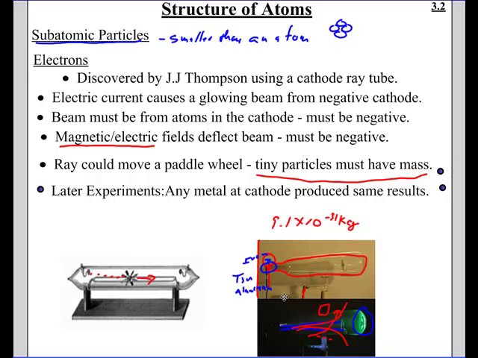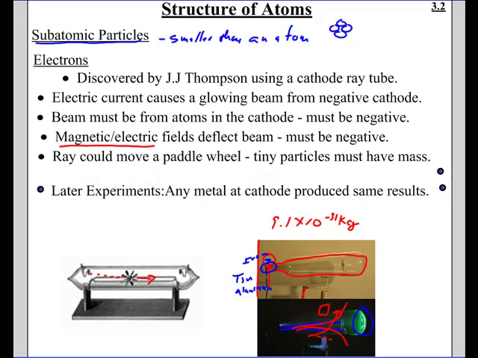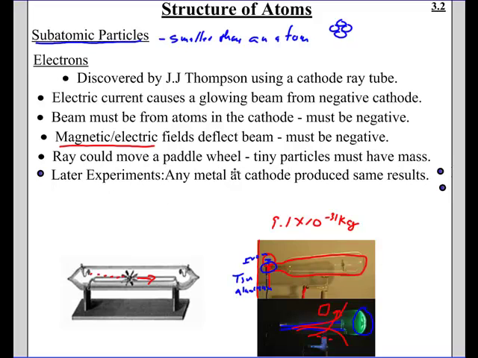Okay? But every time the results were exactly the same. So now the idea is, hey, not only is this beam producing a negative thing, but it doesn't matter what we put there, we get the same exact results. So therefore the idea is that, hey, atoms are made of some negative things.